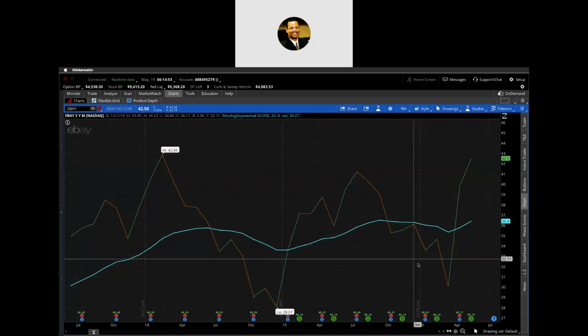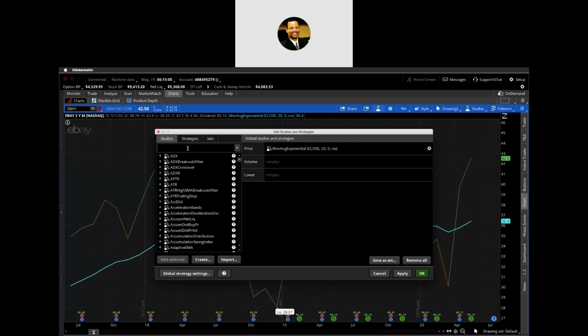So now we have the 20-month exponential moving average price trend for this particular chart. Now I want to add another study. The next study I'm going to add is my MACD.